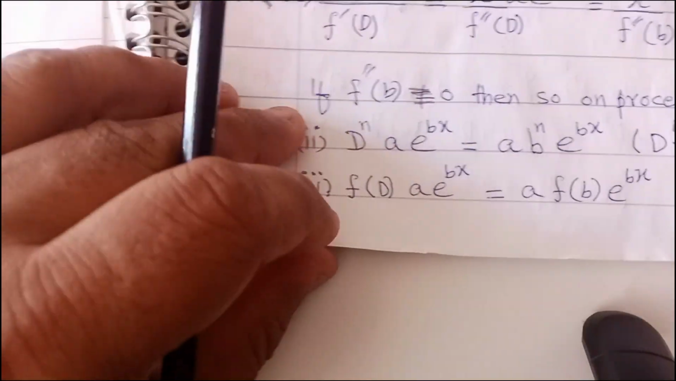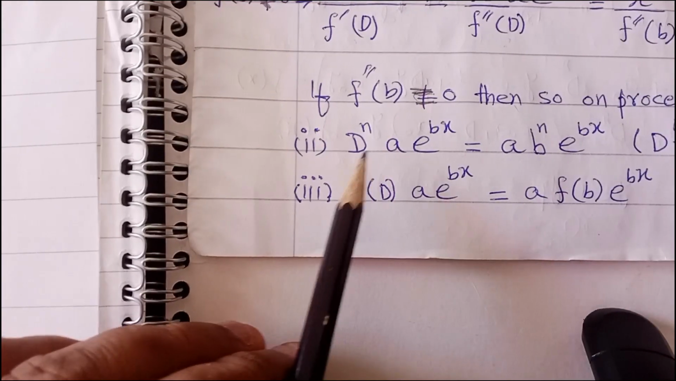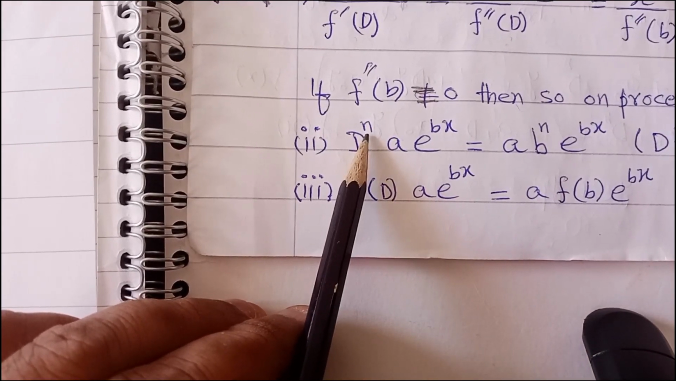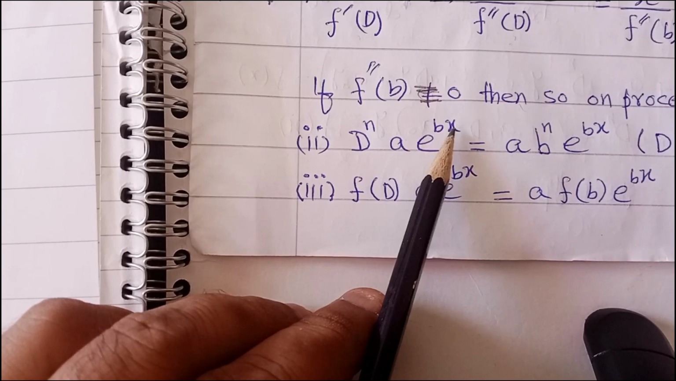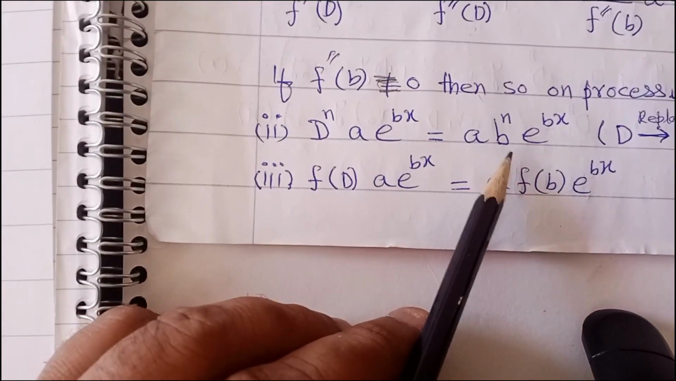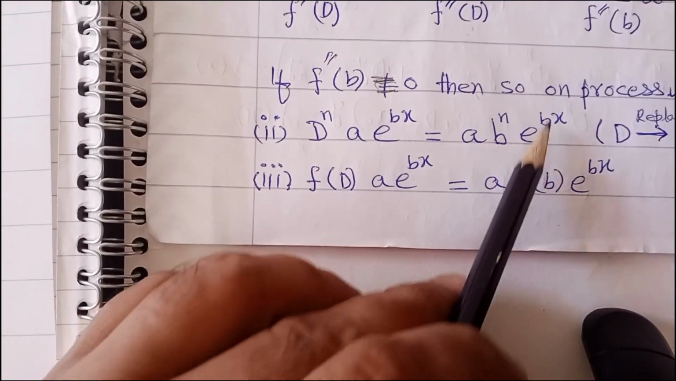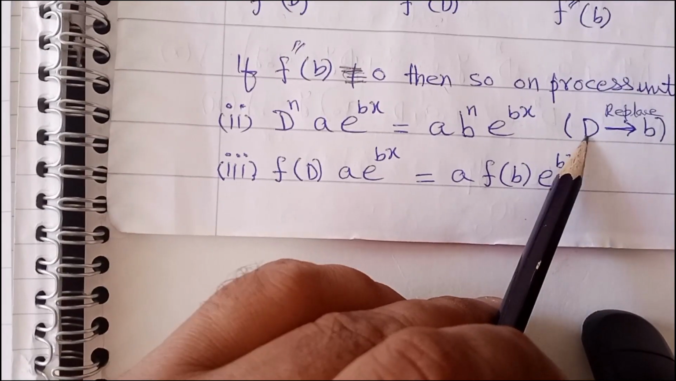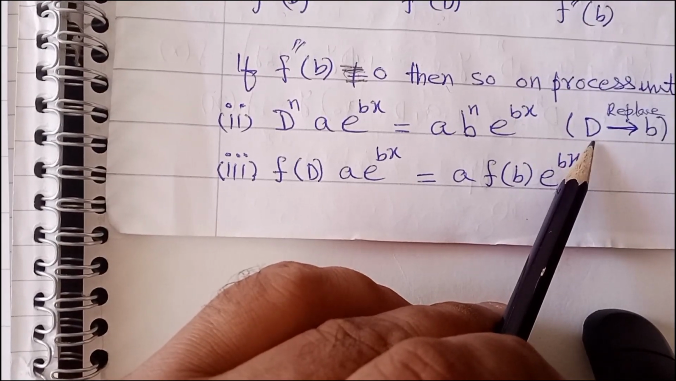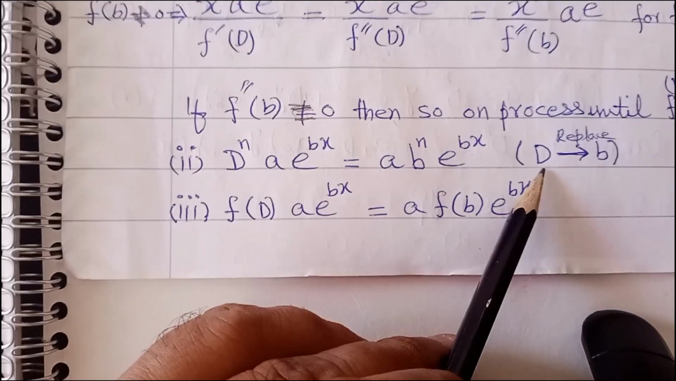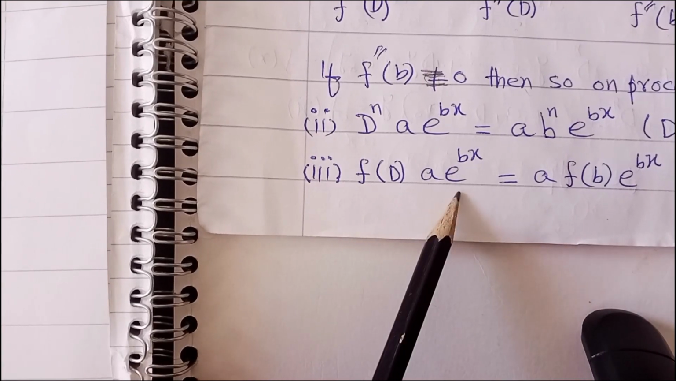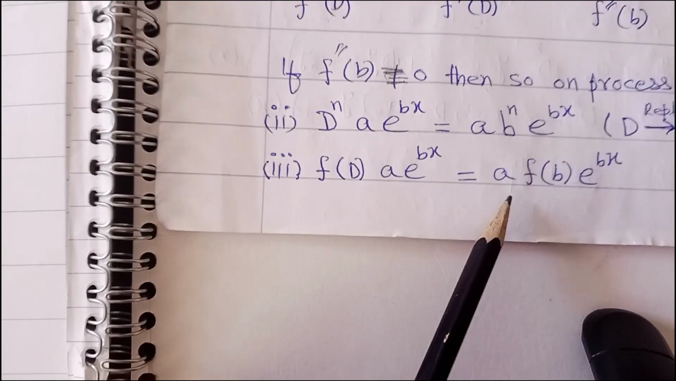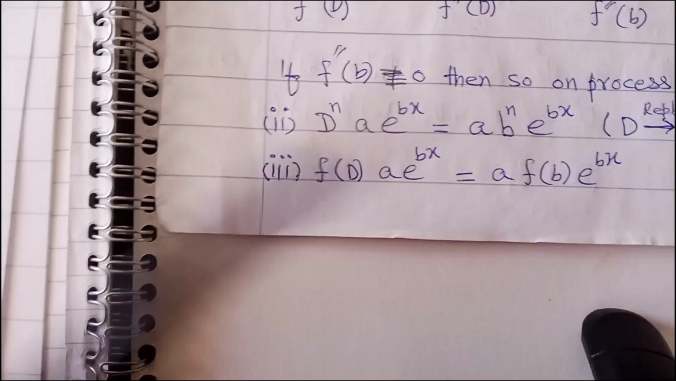The second property of the non-homogeneous side is that the nth order differential of a exponential bx becomes a b power n exponential bx. That will be obtained by replacing d, the differential d upon dx, by b. And the third property is f of d a exponential bx, that would be a f of b exponential bx.